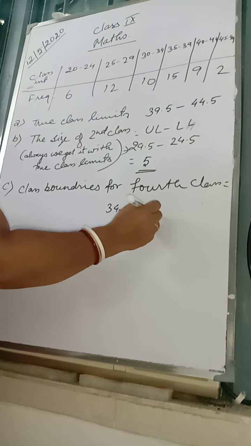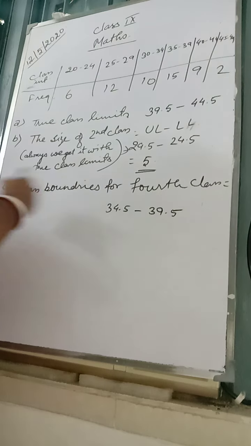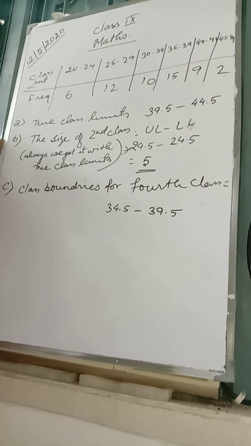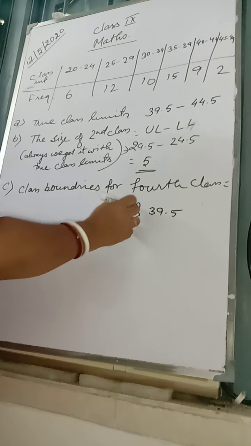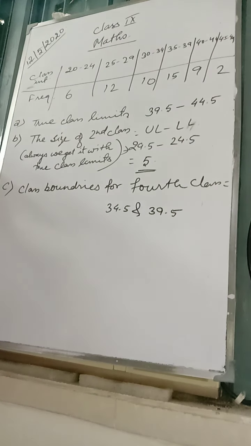34.5 to 39.5 will be the class boundaries. And you can use 39.5 as the upper and lower limits of the 6th class. What is the upper limit of the 6th class?